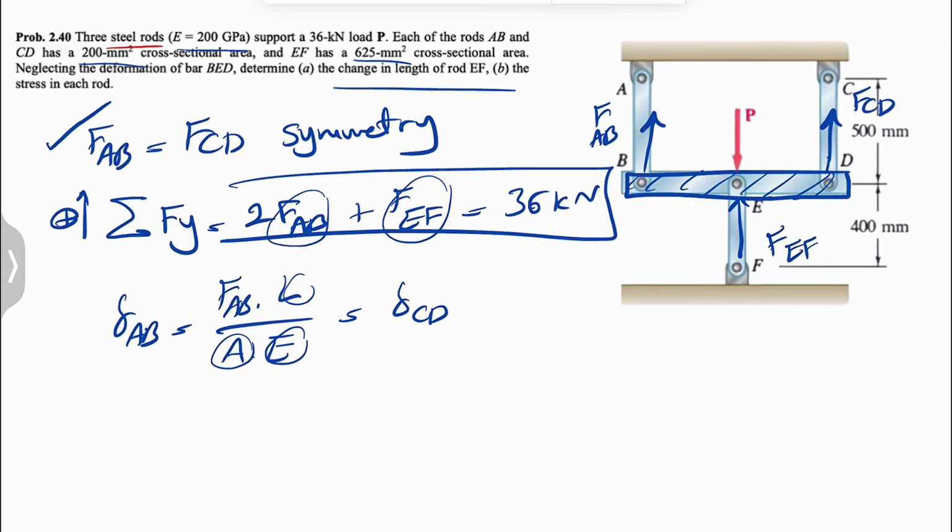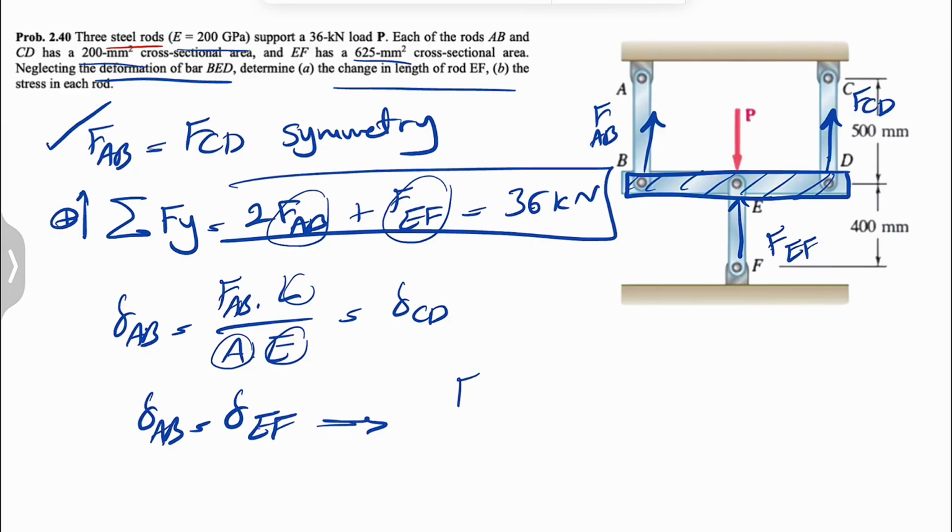But because of the note that we have in the question, that we neglect the deformation of the bar BED, it is not going to turn into something like this. It's going to stay the way it is. And if that's the case, the deformation of AB is also equal to the deformation of EF. And that's going to be our second equation in order to find the two forces that we have.